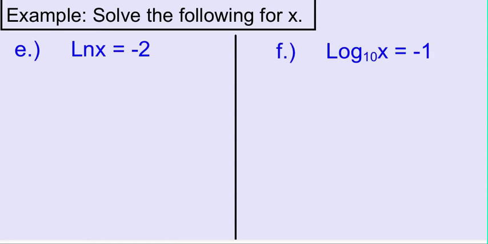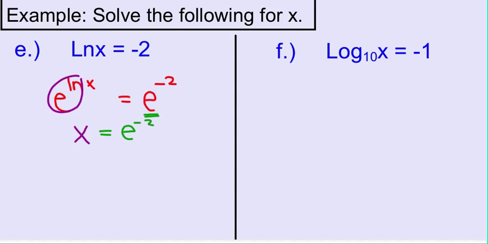Next example, E. We can use the inverse property again. We can raise both sides to an exponential of base e. The reason why is these two are inverses of each other. So you're left with x. And then on the right is just e to the negative 2.